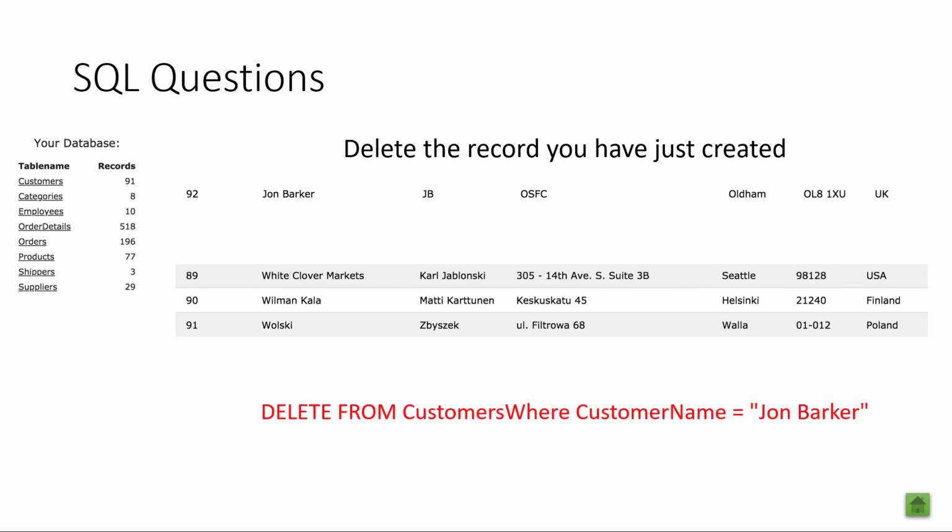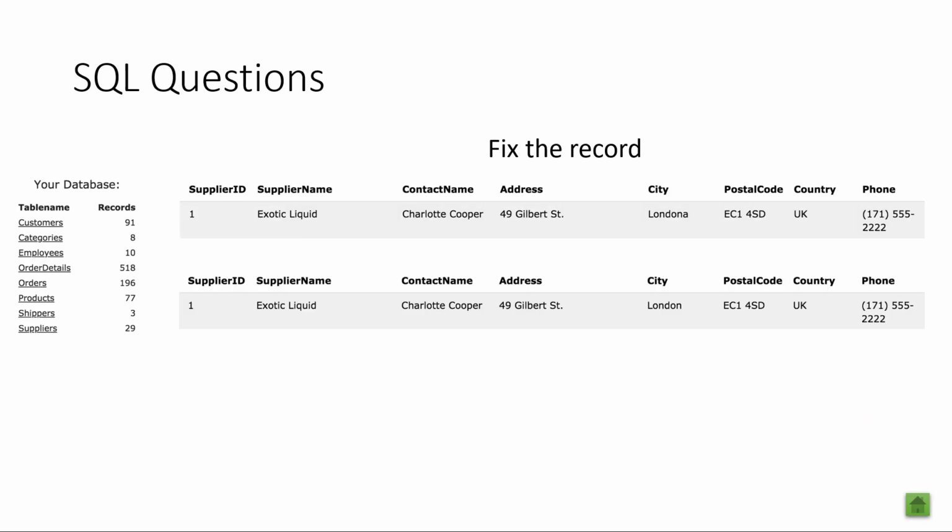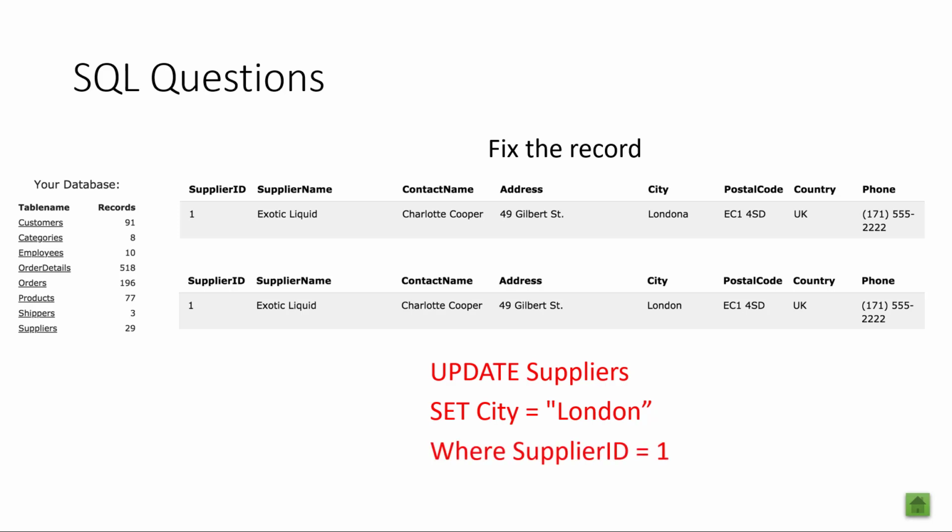Delete the record you just created. Delete from customers where customer name equals John Barker. And then fix the record. Well, what's wrong with it? To fix it, we need to update the table. So we say update the suppliers table, set city to London because it says Londoner. We need to set it to London. Where the supplier ID, so which one specifically, where the supplier ID equals 1.